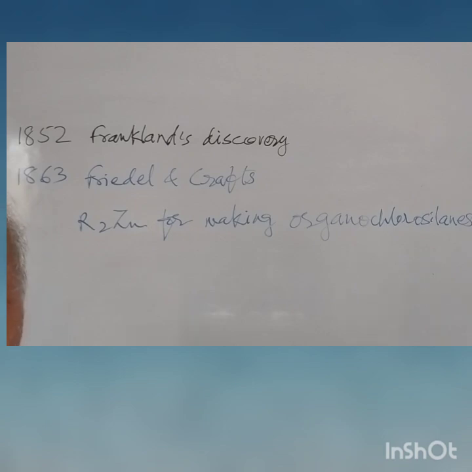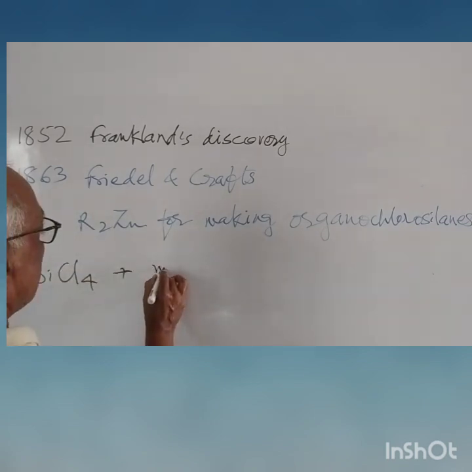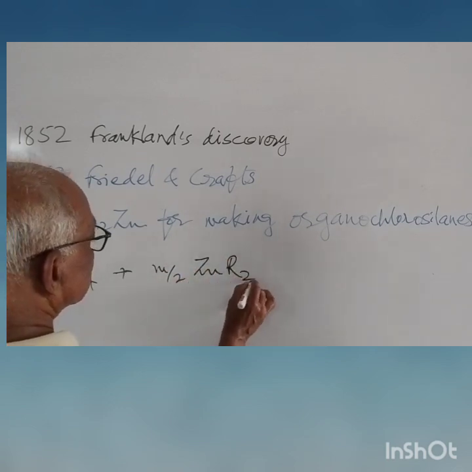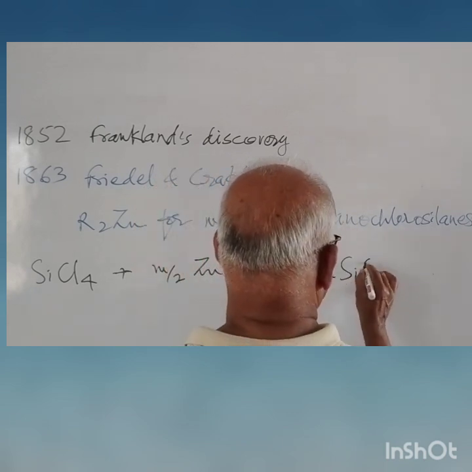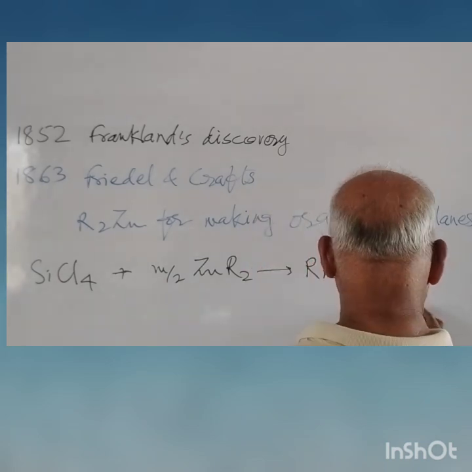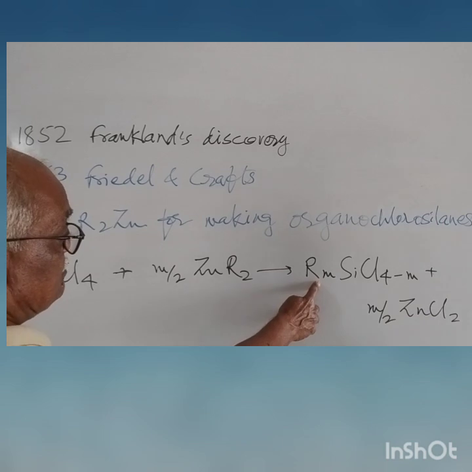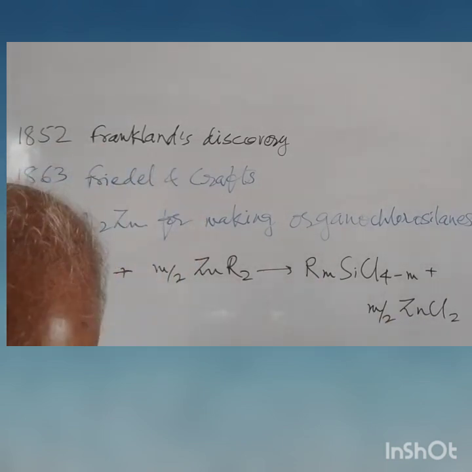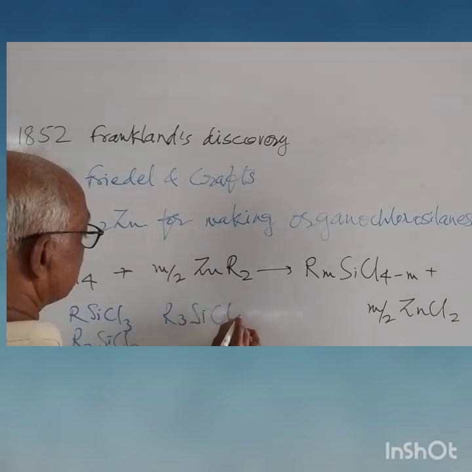We will see this in the form of reactions. SiCl4 plus m/2 R2Zn gave us R_m SiCl_(4-m) plus m/2 ZnCl2. So depending upon this m, if it is 1, then as we have seen earlier, we obtain RSiCl3, similarly R2SiCl2 and R3SiCl.